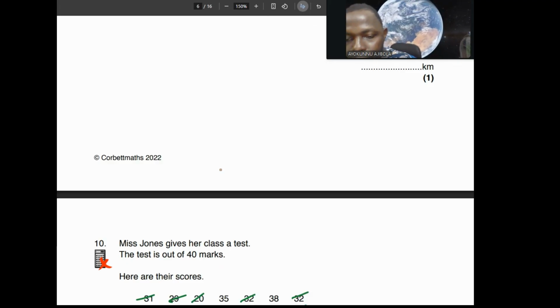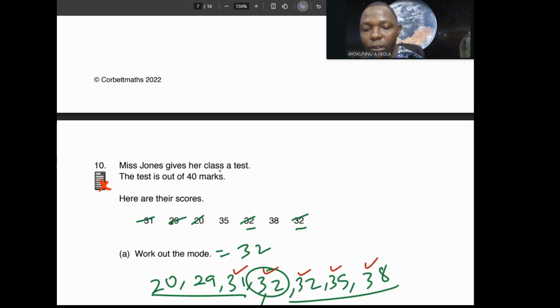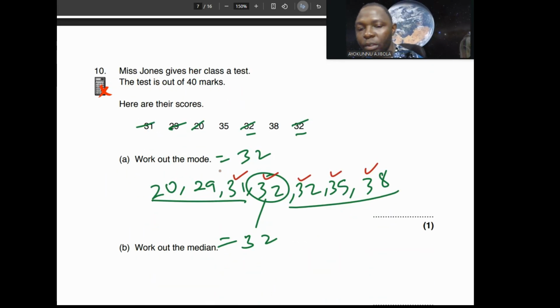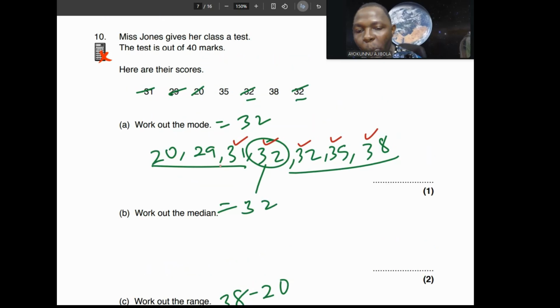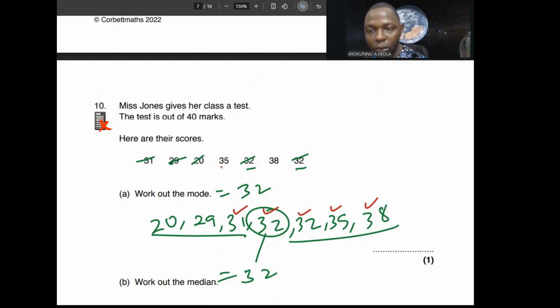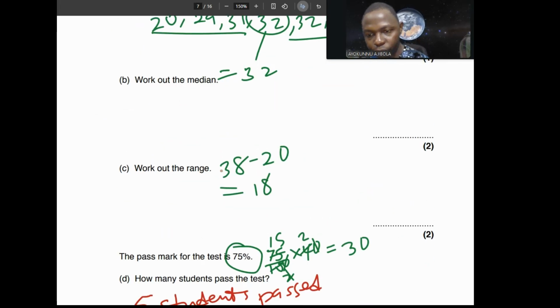I got 32. 32. That's correct. The next one is also 32, right? Yeah, I got 32. What about the third part? I got 18. 18. That's correct. The last part.